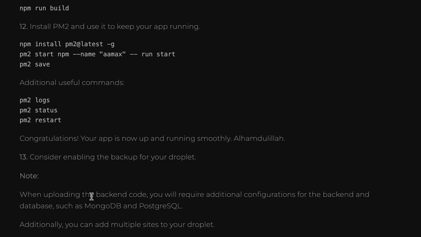Note, when uploading the backend code, you will require additional configurations for the backend and database such as MongoDB and Postgres. Additionally, you can add multiple sites to your droplet. On a single droplet you can deploy multiple projects, and I will try to create a video about that as well, so that you can deploy as many projects on one droplet as possible according to your RAM and memory.